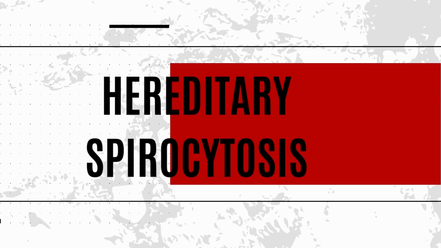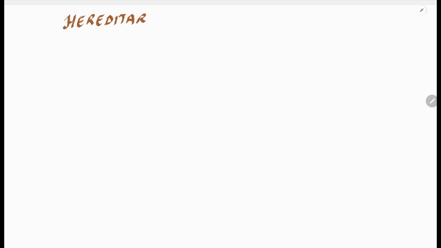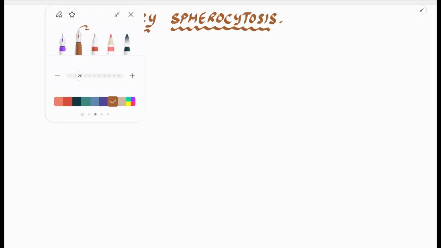So today in this video we are going to discuss an important topic, that is hereditary spherocytosis. In the last class I discussed the basics of anemia. If you have not seen the video, please go back and watch it first, because it is very basic to learn any type of anemia. So let's start the class.